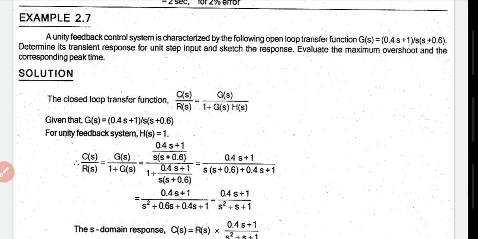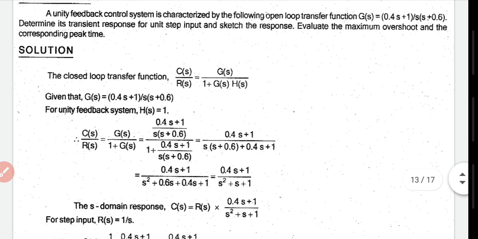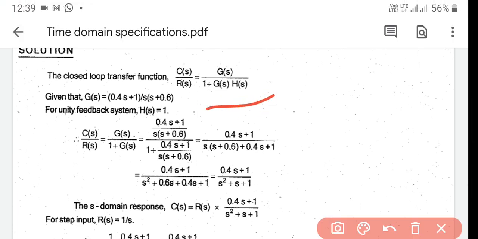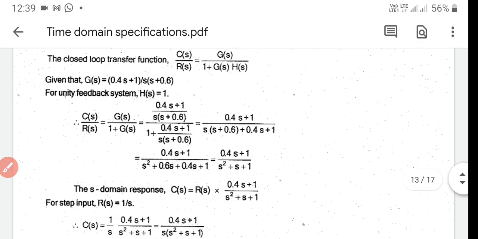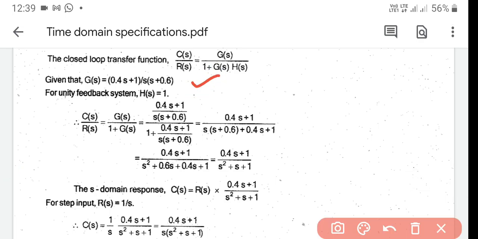So what is H(s) value here? H(s) is equal to 1. Okay, now you know the closed loop transfer function formula. What is the closed loop transfer function formula? C(s)/R(s) is equal to G(s) by 1 plus G(s) into H(s). They have given the G(s) value in the question itself, and you know the H(s) value also here. So substitute G(s) and H(s) in the above equation and solve it.